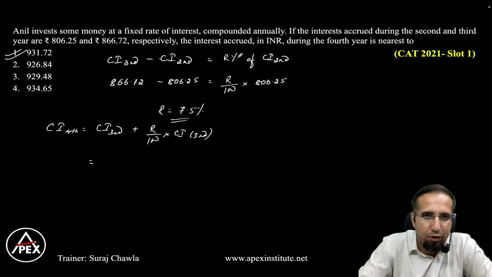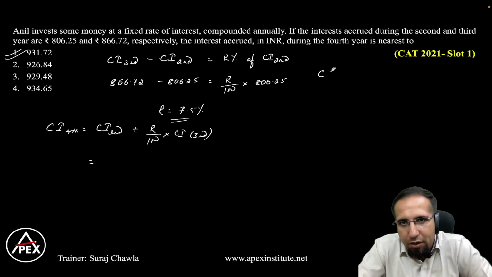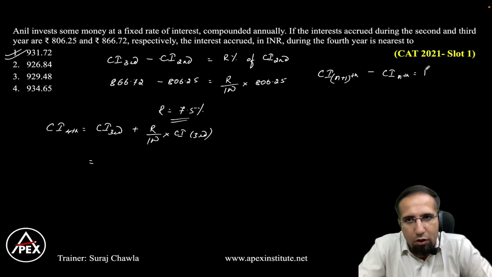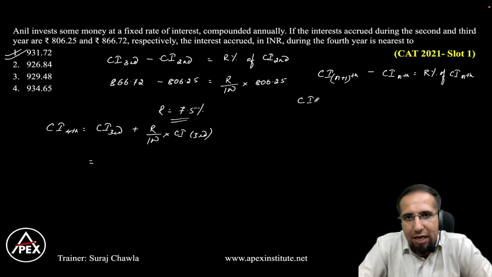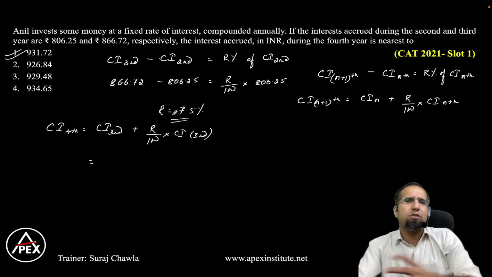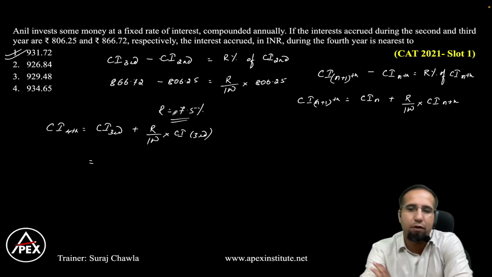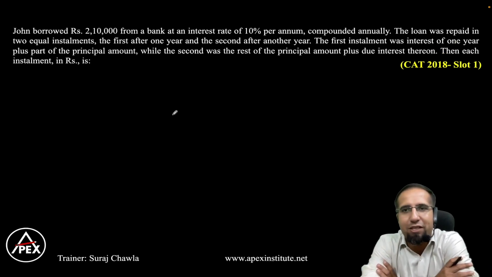So you can remember these things because if you transpose this, the formula is simple. CI of n plus 1th year minus CI of nth year is equal to R percentage of CI of nth year, which can also be transposed as CI of n plus 1th year is equal to CI of nth year plus R percentage of CI of nth year. So both the formulas can be used interchangeably and then get the final answer. Right? So let's look at this question on installments.